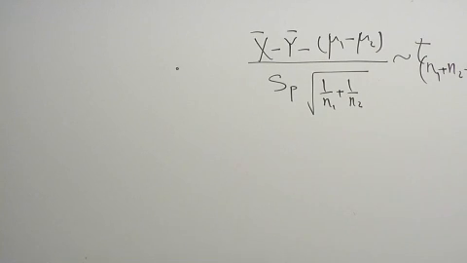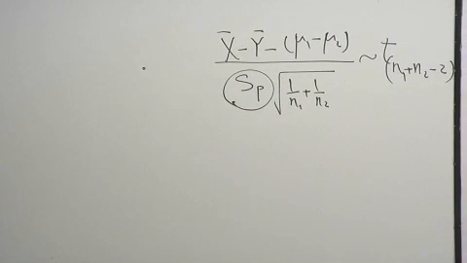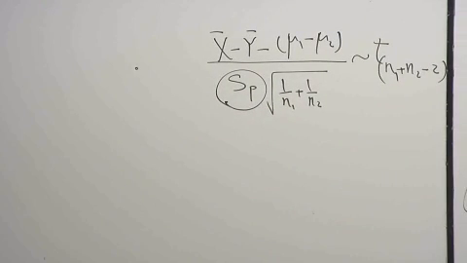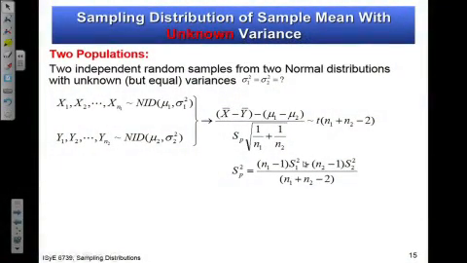So the degrees of freedom is n1 plus n2, which is the sample size of the first population plus the sample size of the second population, minus 2. So what is this Sp? As you can see, Sp is something like this. Okay? So it's the weighted average of estimates of the variances.